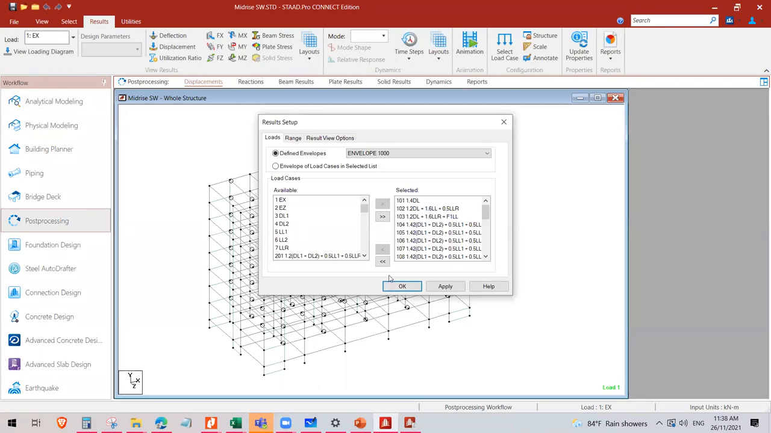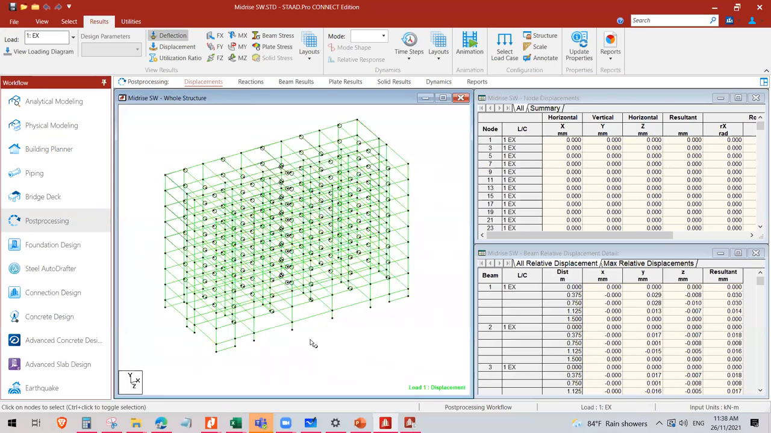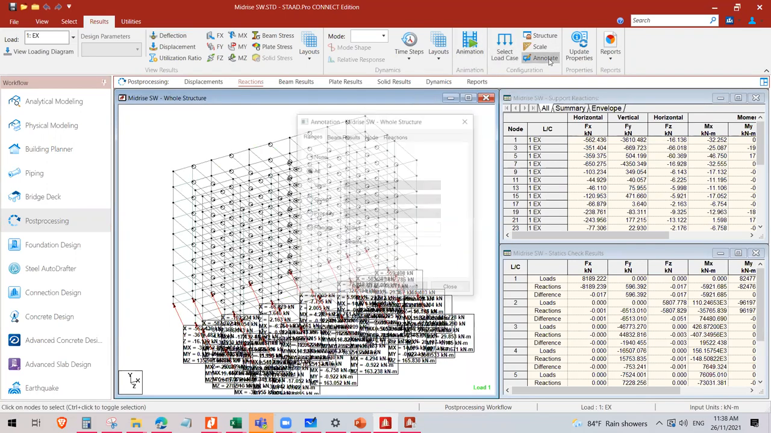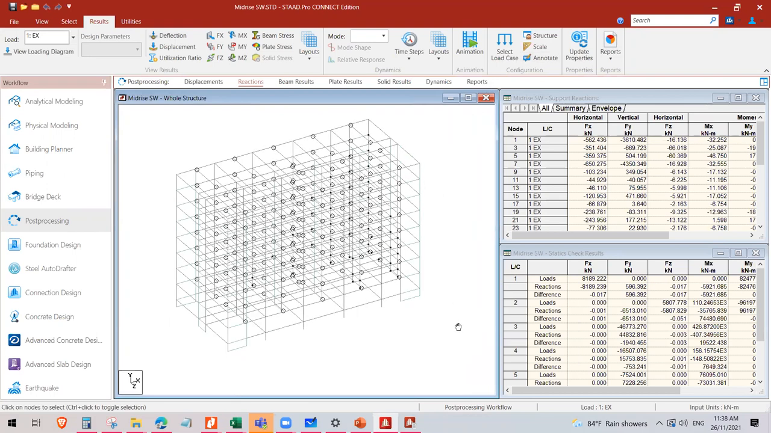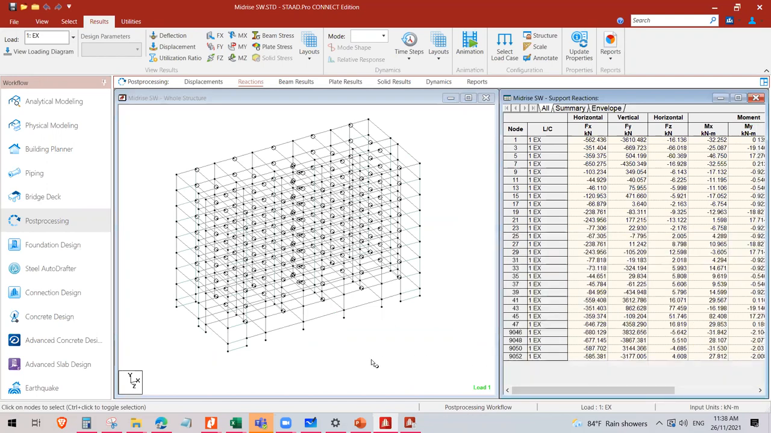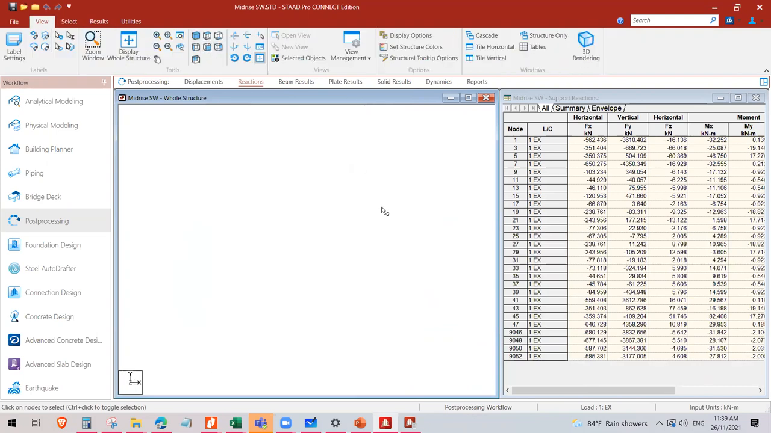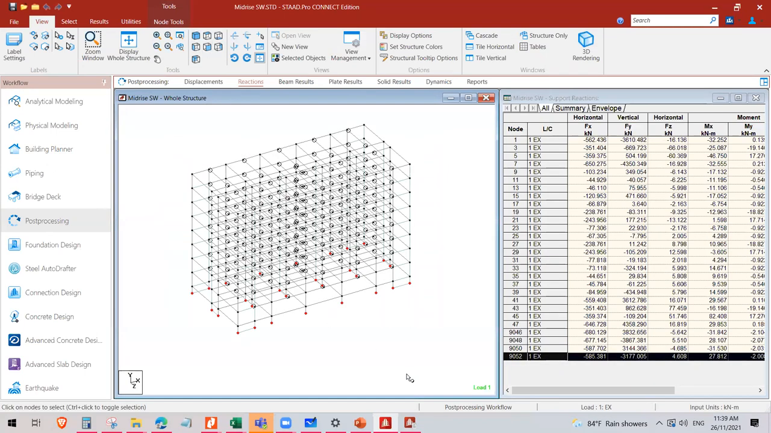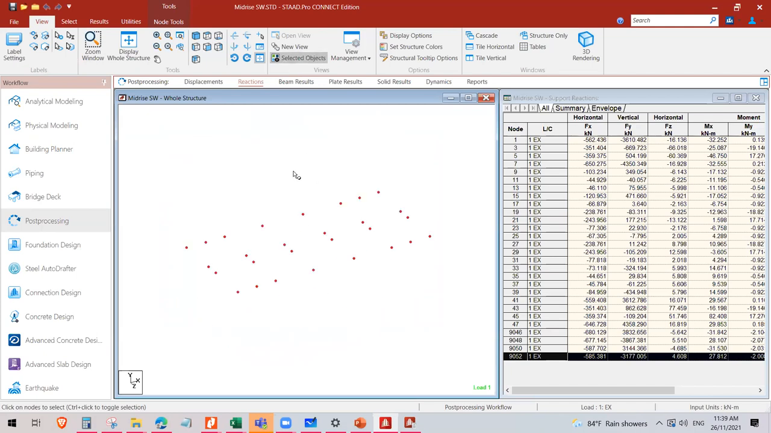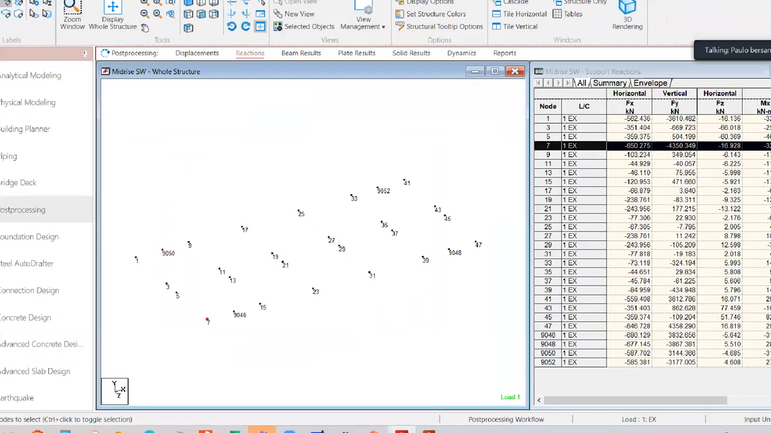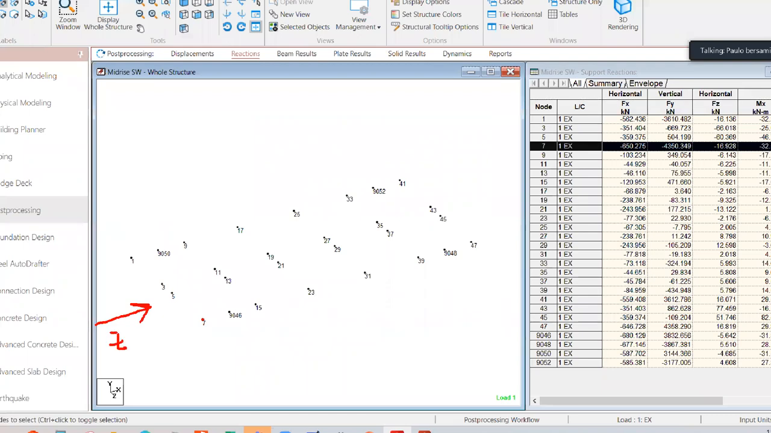Punta tayo sa post-processing. Check lang natin yung EX, for example. Apply. Okay. Reactions. Ta para ma-eliminate na to, annotate, remove all, close. Tapos, ipakita ko lang yung support, view, front view, ito, and then isolate, no? View selected objects. Now, shift N to display the node numbers. And compare natin yung base shear or reaction sa node 7. Okay? Sa node 7, remember EX yung in-investigate natin.